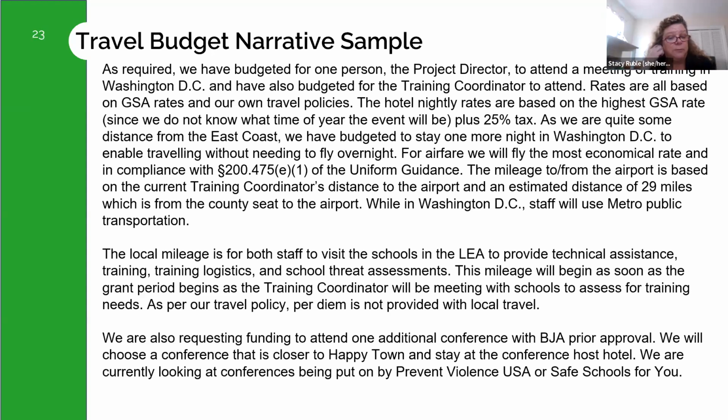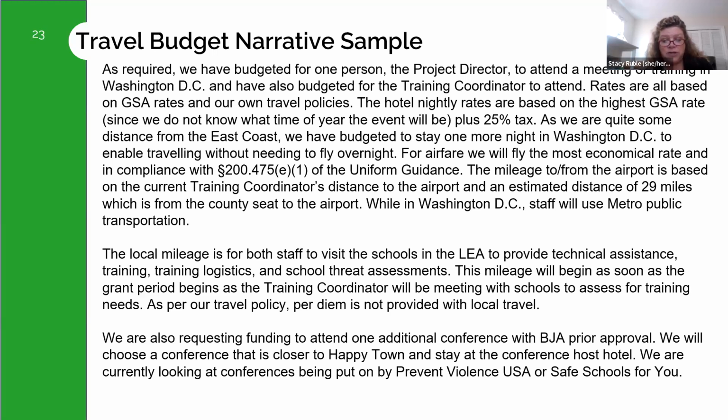I cite the section of the uniform guidance that talks about the allowability of different kinds of airfare, but it also allows for the fact that you don't have to go with the absolute cheapest airfare if it's going to be a very circuitous route or it's going to require you to fly overnight. So it is reasonable. And then the mileage to and from the airport, I had to guess because we have one person that is not hired yet. So I say that we use the current training coordinator's distance to the airport and then an estimated distance of 29 miles, which is from the county seat to the airport.